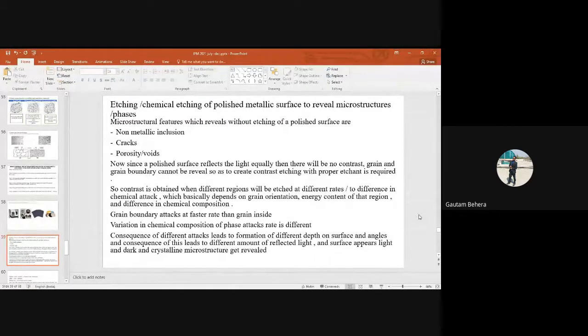The atoms present on the grain boundary will get dissolved. If the atoms along the grain boundary dissolve, there will be grooves, some voids, at the microscopic, atomic level. So there will be a difference in depth. The depth at the grain boundary will be more, but the depth at the grain will be less.